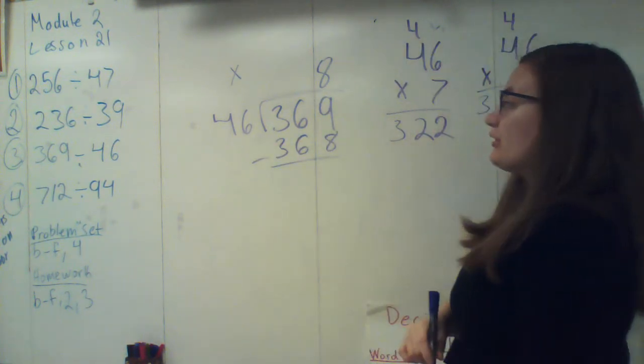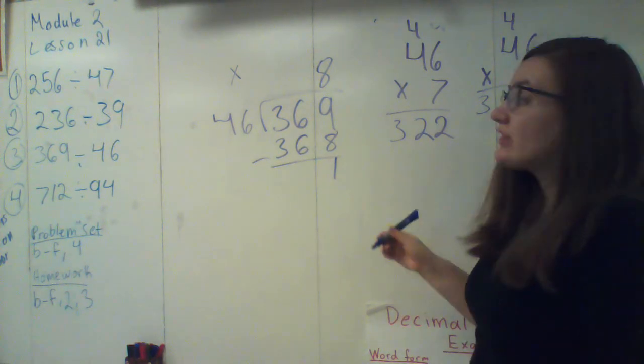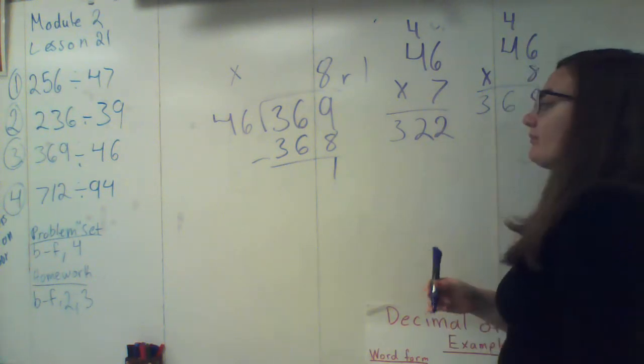And then I'm going to subtract, and then I know that 9 minus 8 is 1, and then the rest will be zeros. My final answer would be 8 remainder 1.